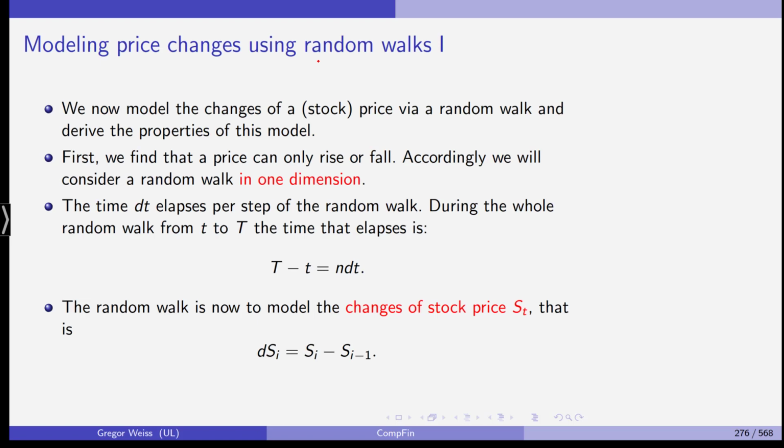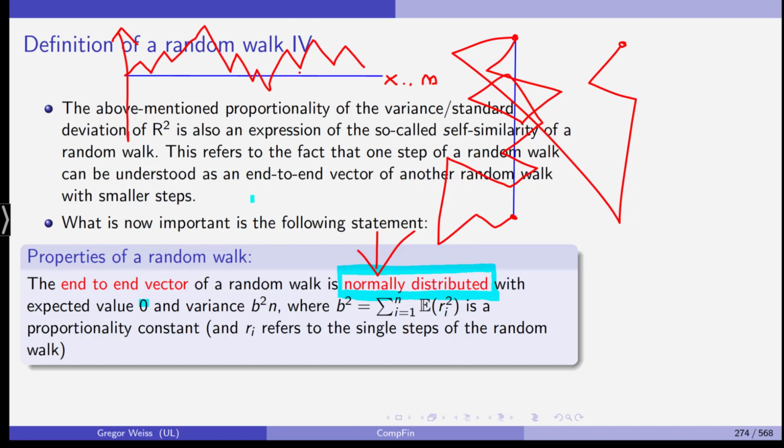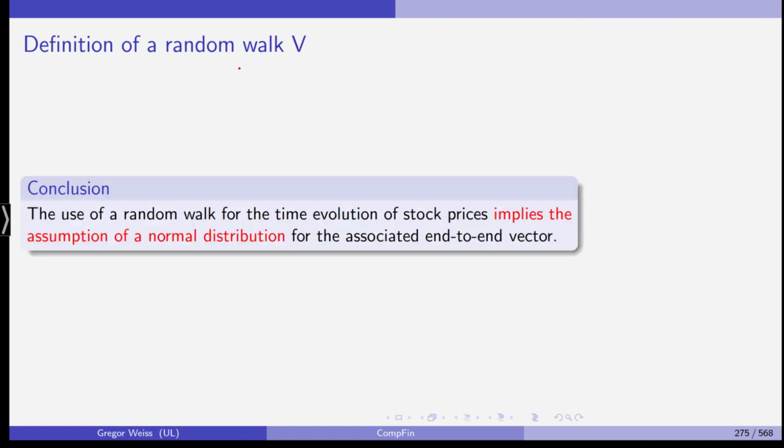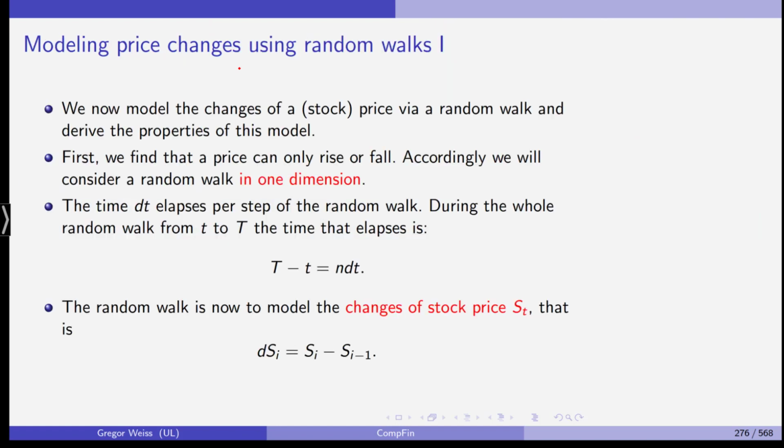And first of all, we need to find a price for a stock. The price can only increase or decrease. Thus, as I've shown you here, we are looking not at a random walk in 2 dimensions where the process can change in 2 dimensions, but we are looking at a random walk in 1 dimension. It can only go up and down. Now, the time dt elapses per step of the random walk, and during the whole random walk from small t to capital T, the time that elapses is capital T minus small t, so n times the step length in time dt.